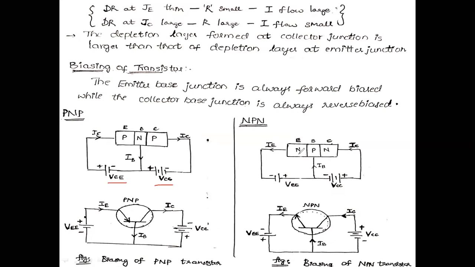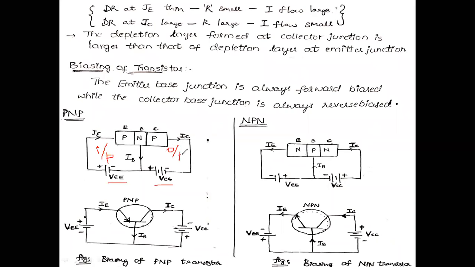Similarly here, for n type, the emitter terminal is connected to the negative terminal of VEE and the base terminal is connected to the positive terminal of VEE. And for the P type semiconductor material, the base terminal is connected to the negative terminal of VCC and the collector terminal is connected to the positive terminal of VCC. Like that we are going to write in the theoretical part. Representation, just representation. This is the input side, and this is the output side.